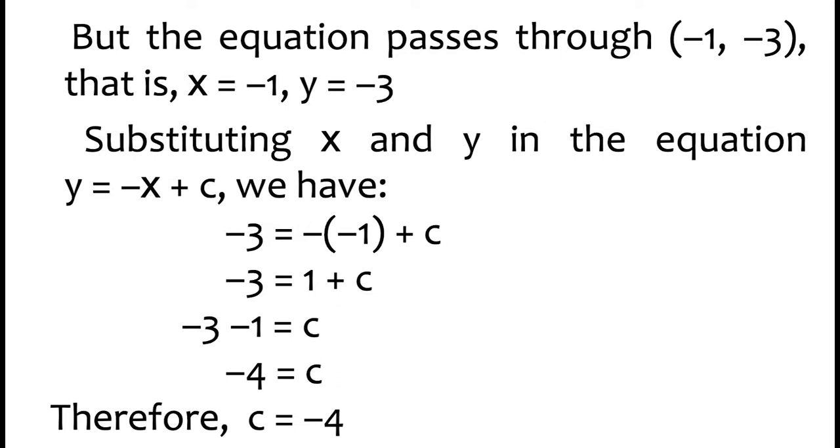Make c the subject of the formula. You transfer 1 to the left-hand side. We'll have -3 minus 1. It gives us c as -4, because -3 minus 1 is -4. Therefore, our c is -4.